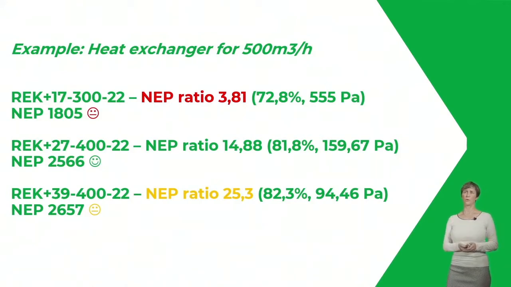For the air volume of 500 cubic meters, we don't need that big a heat exchanger. It's not necessary. It would be too expensive. That's why the best option for this calculation will be REC plus 27,400. We see that we are within the interval for optimal choice. We have 14.88, so let's say in the middle. We still have nice efficiency, almost 82%, and reasonable pressure drop of 160 pascals.